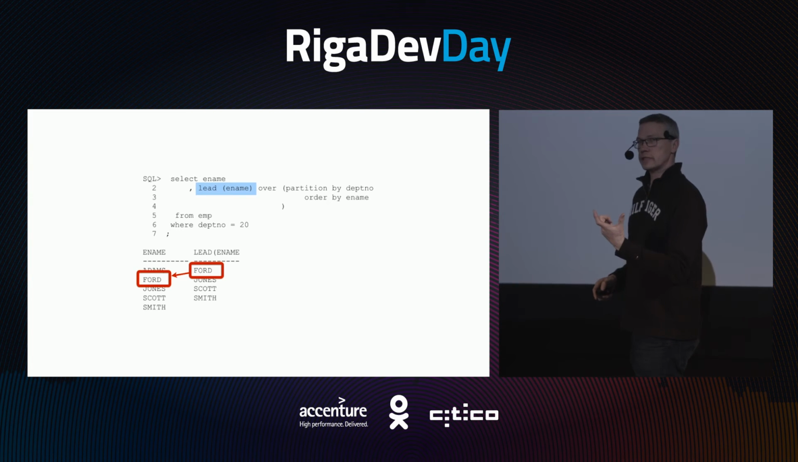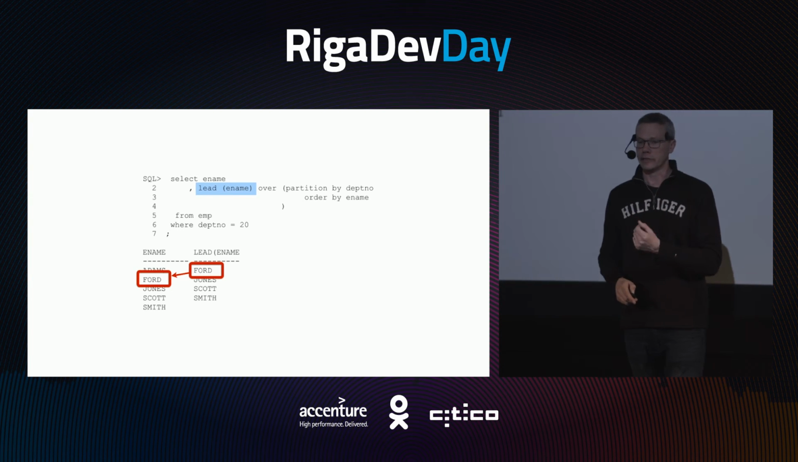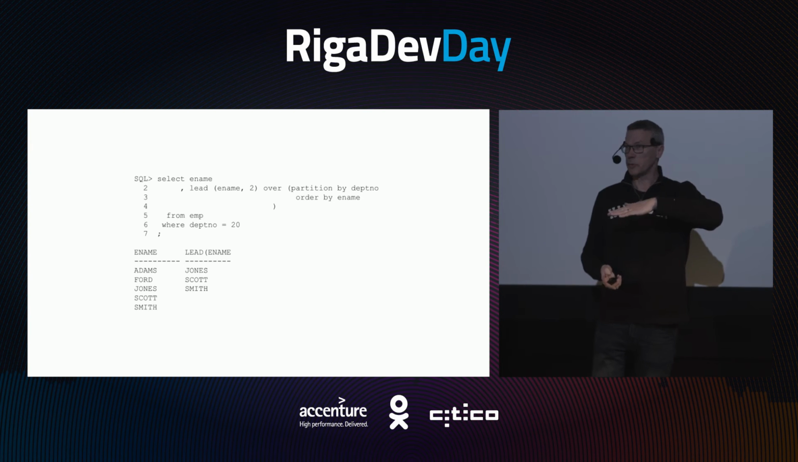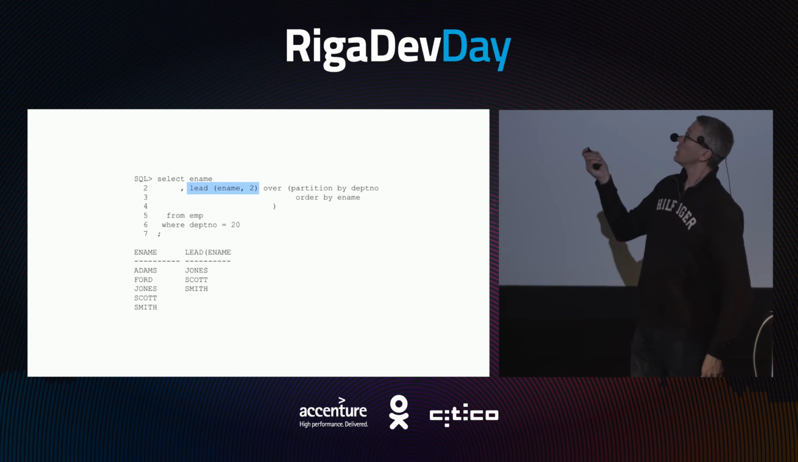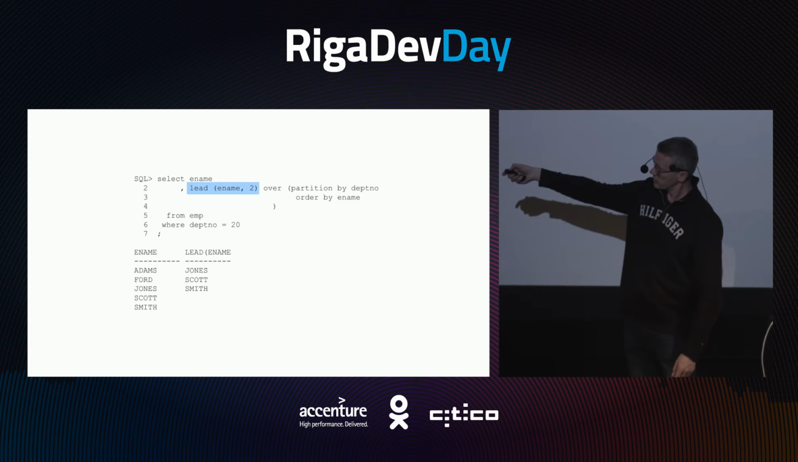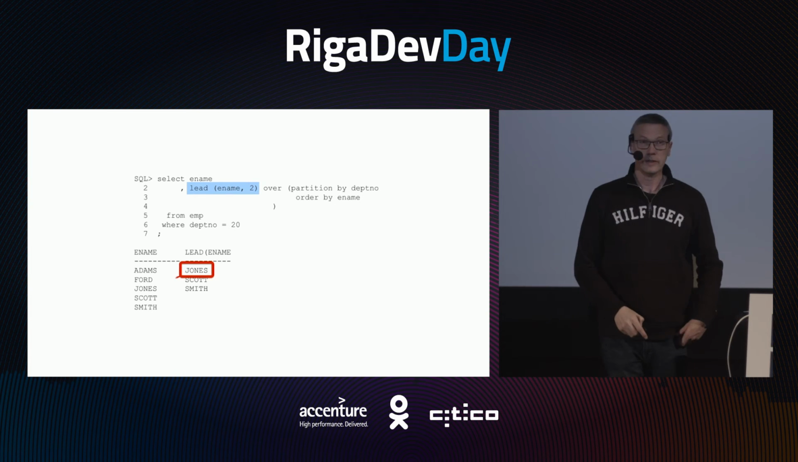But the LEAD function is overloaded. You can pass in a second argument to say I don't want to see the next one, but I want to see two down. You just say I want two down. So now all of a sudden Jones is shown on the same line as Adams.